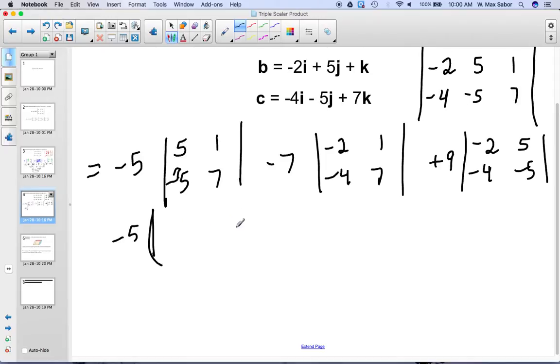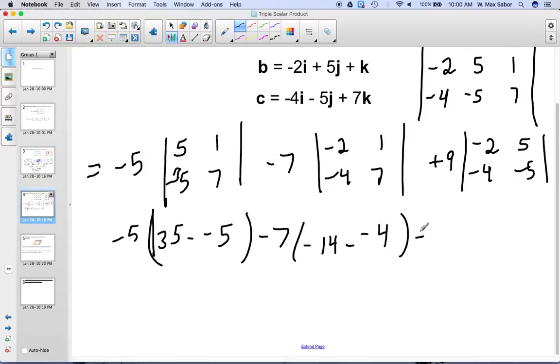So this is going to be 5 times 7 minus negative 5 times 1. We're subtracting. 7 times negative 2 times 7 minus negative 4 times 1, plus 9 times negative 2 times negative 5 minus negative 4 times 5.